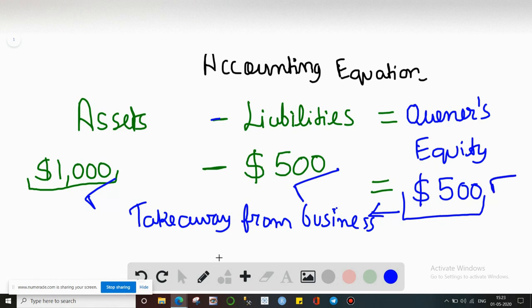Now the question has asked us, you have understood the meaning of assets, liabilities, and owner's equity. So the accounting question is now clear to you: what is the meaning of owner's equity, liabilities, assets, and how we form the whole accounting equation to get the amount the owner will take away from the business to his home. Now we will come to our main question.